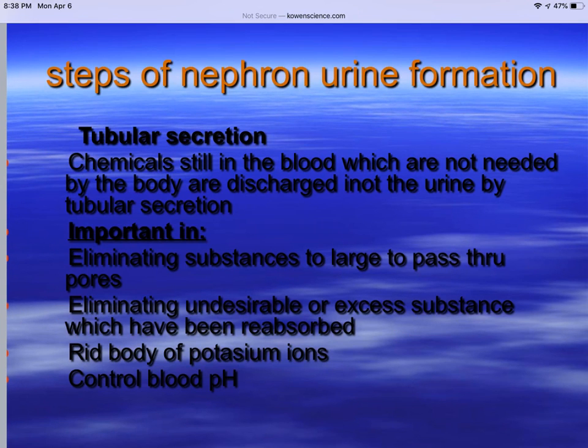In tubular secretion, the chemicals still in the blood, which are not needed by the body, are discharged into the urine by tubular secretion. This is important in eliminating substances that are too large to pass through the pores and into the proximal convoluted tubule. It's also important in eliminating undesirable or excessive substances which have been reabsorbed. So it rids the body of things like potassium. It helps to control that blood pH.